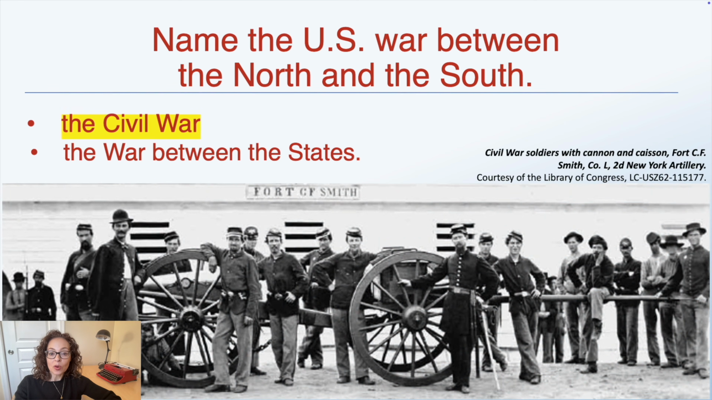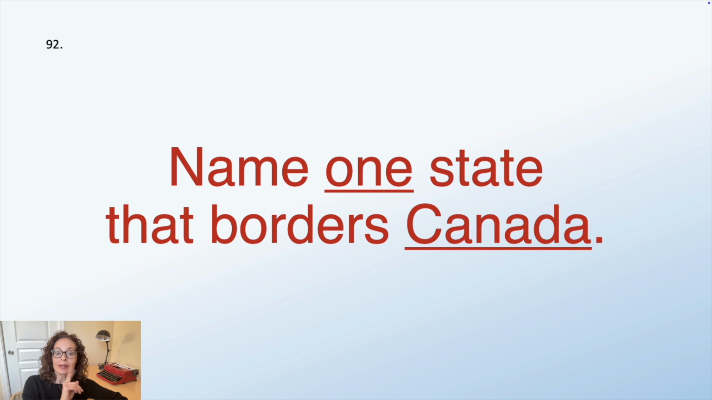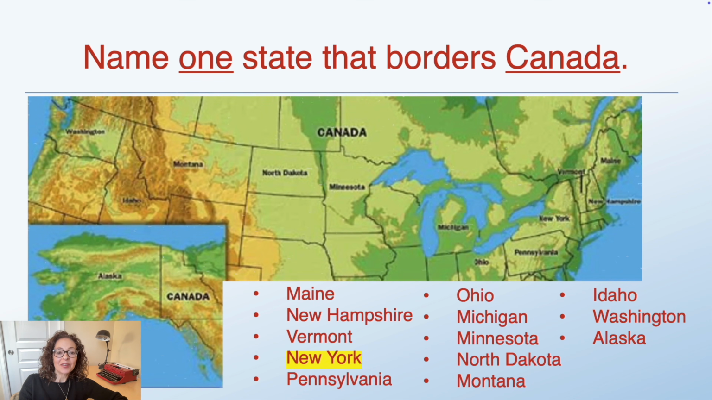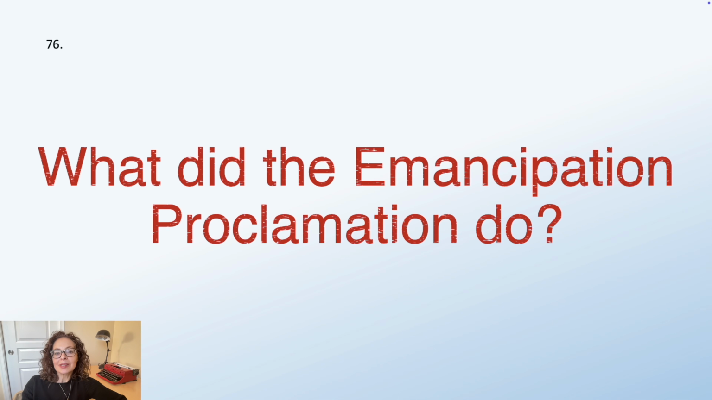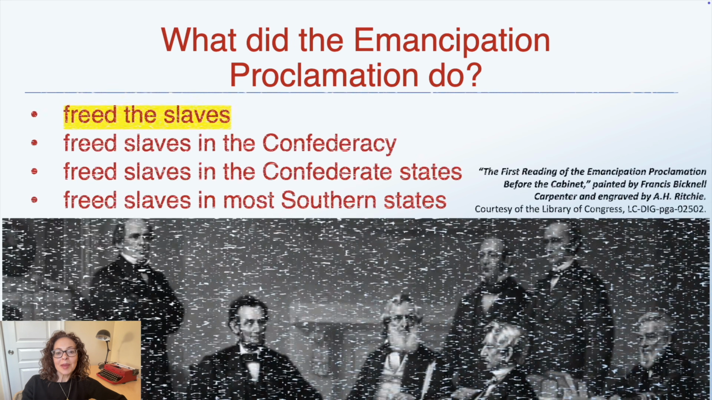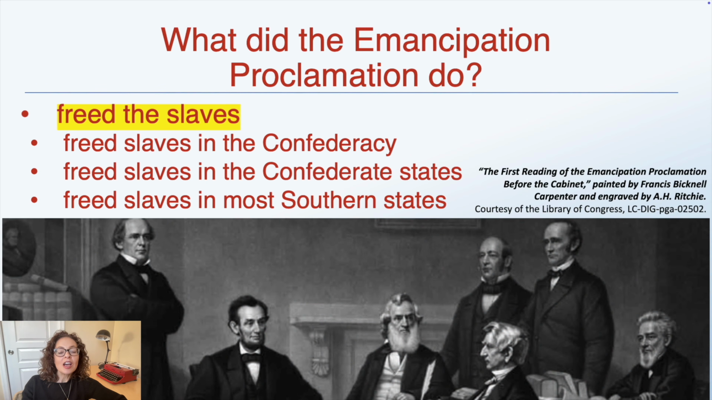The Civil War. Name one state that borders Canada. So Canada to our north, one state. We have many. I chose New York. What did the Emancipation Proclamation do? The Emancipation Proclamation freed the slaves.